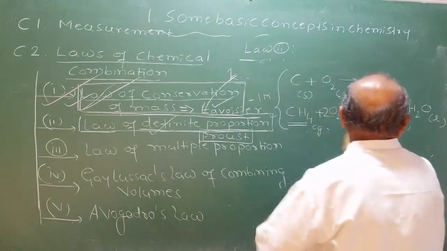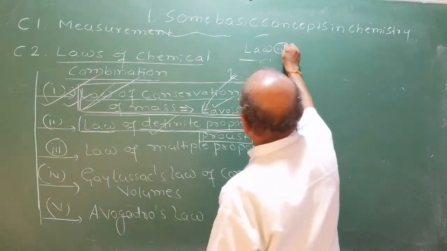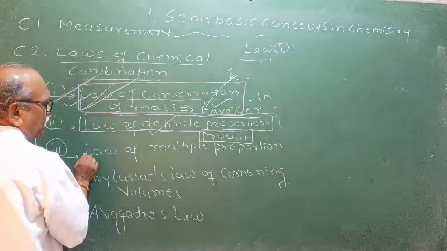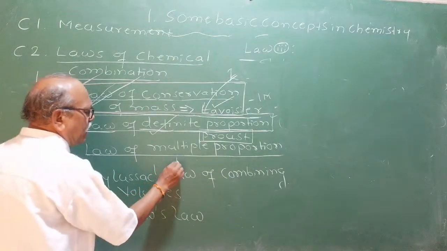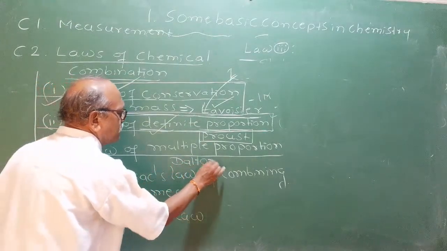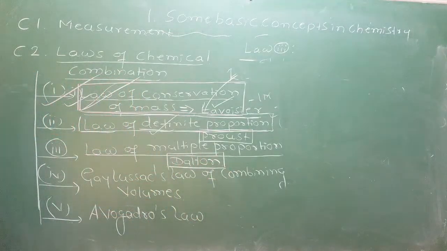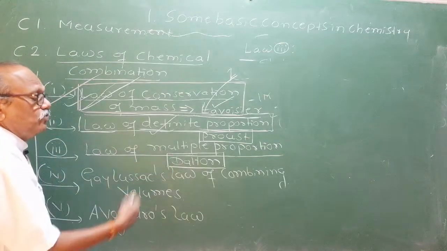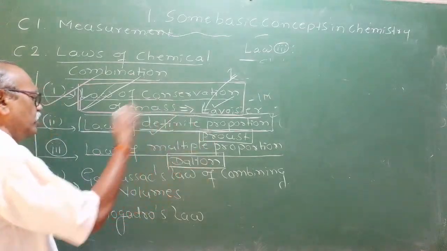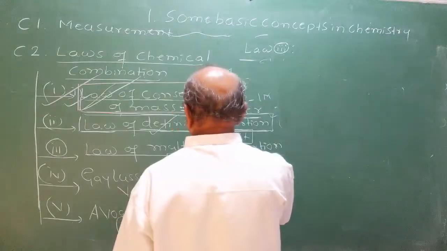Okay, fine. Now we will move on to the third law. What is the third law? The third law is called the law of multiple proportions. This was given by Dalton. You know, Dalton is a famous chemist who gave the first atomic theory, called Dalton's atomic theory. After Dalton's atomic theory, further theories like Thomson's theory, Rutherford's atomic theory, Bohr's model, and Sommerfeld's model came, and further development took place. So Dalton did pioneering work and he gave the law of multiple proportions.